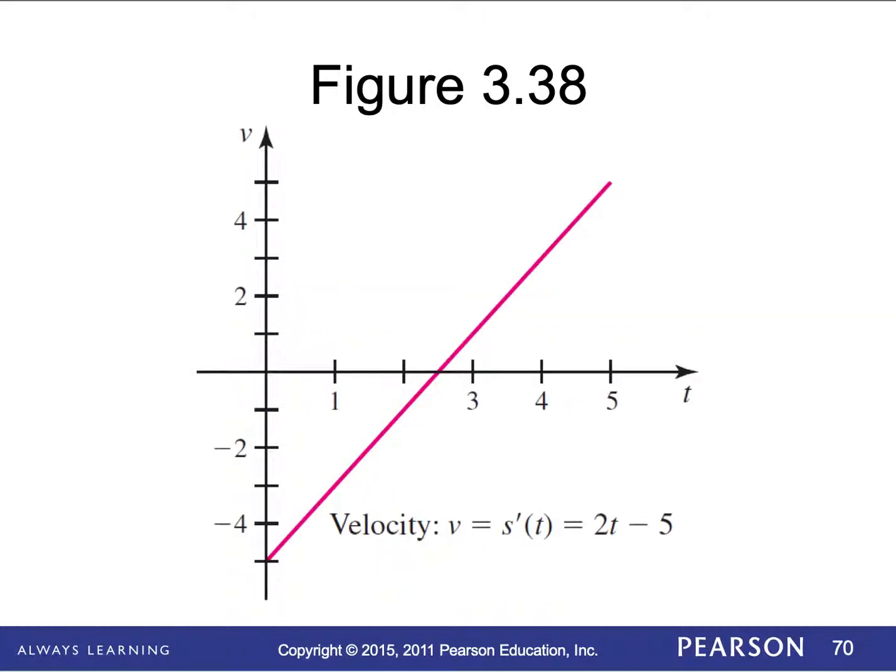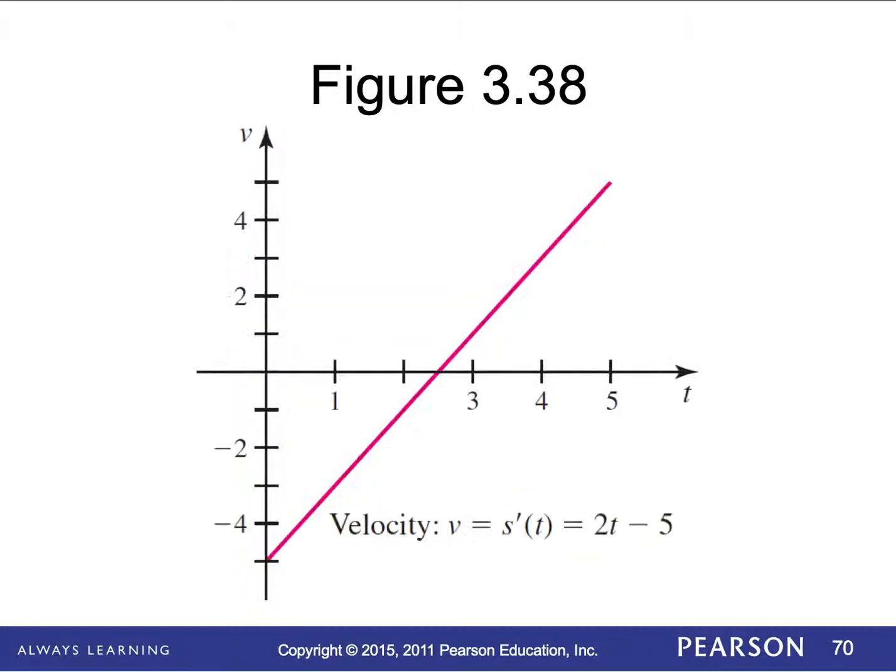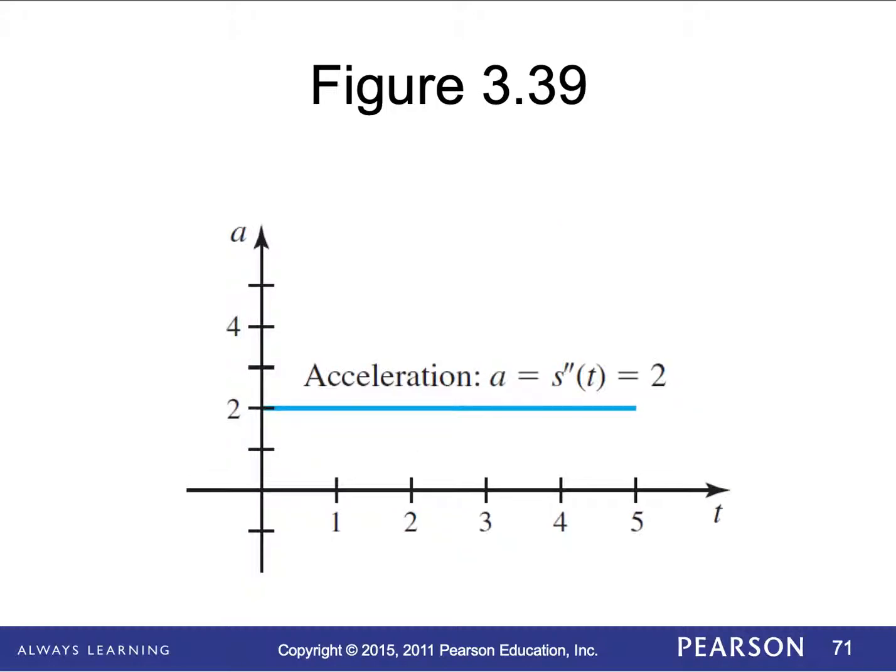So if I look at my velocity function, I have 2t minus 5. My velocity graph is going to be a line, and that should make sense because when we differentiate, we're subtracting 1 from our exponent. So this would be a parabola because t squared. Our derivative is going to be a line, and our acceleration is going to be a constant graph because it's just 2.